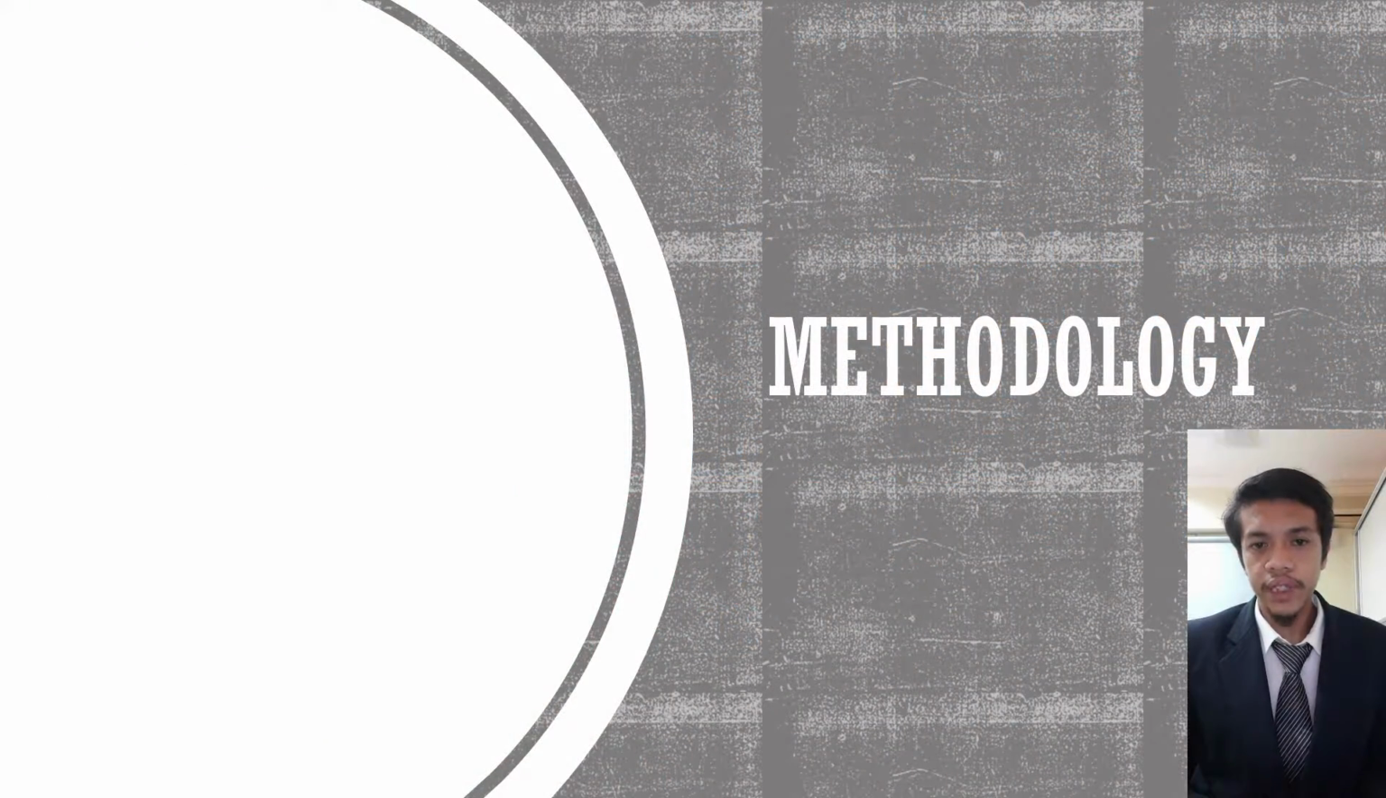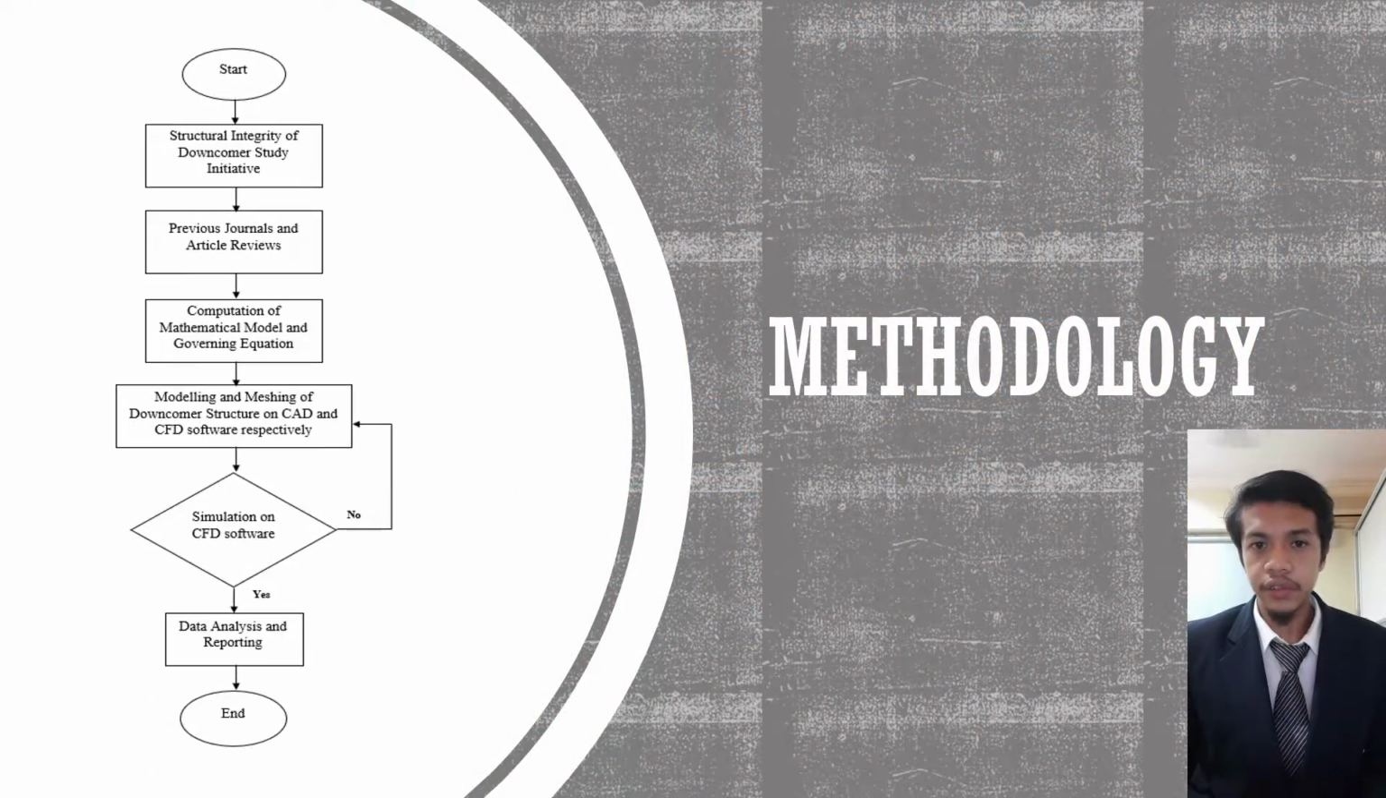As shown in the flowchart, this is the methodology that is used in this project. In the first phase, the structural integrity of the downcomer study initiative, and next, the phase of reviewing previous journals and articles from previous studies, and also the computation of the mathematical model and governing equation, followed by the modeling and meshing of the downcomer structure on CAD and CFD software respectively.